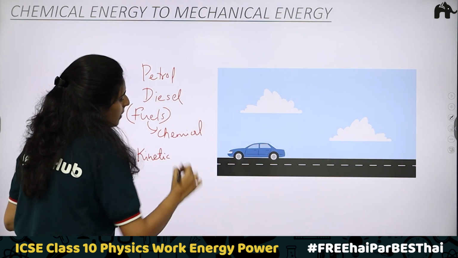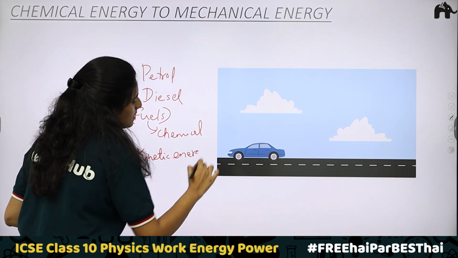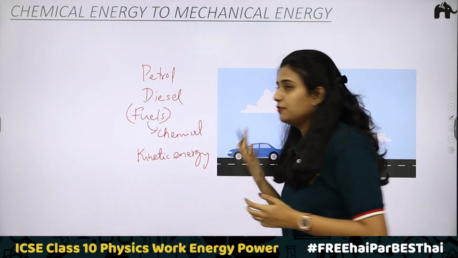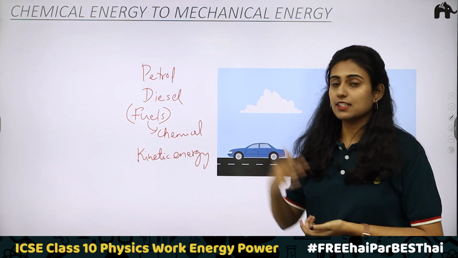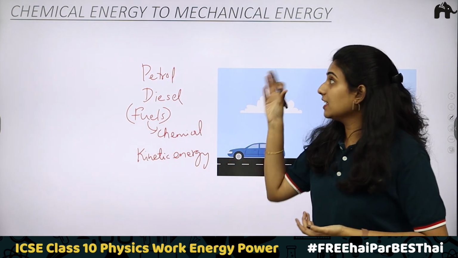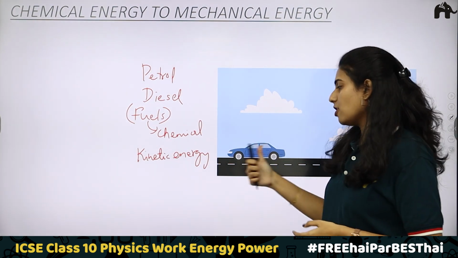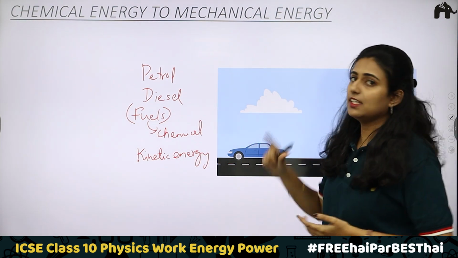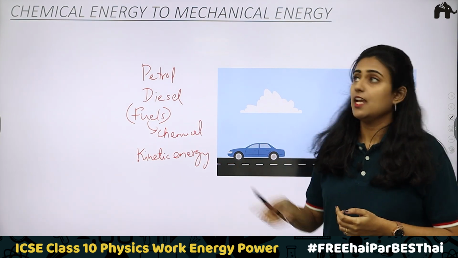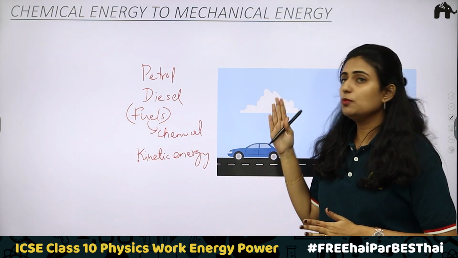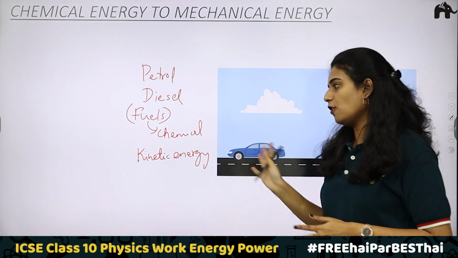So automobiles are moving just because when you fill them with fuel, chemicals, that is petrol and diesel, the chemical energy is getting converted to mechanical energy. This is the process that is happening. Here it is kinetic energy, because it is energy due to motion. Kinetic energy is a form of mechanical energy. Chemical energy conversion to mechanical energy is happening in case of automobiles.